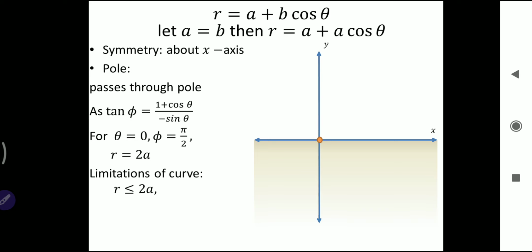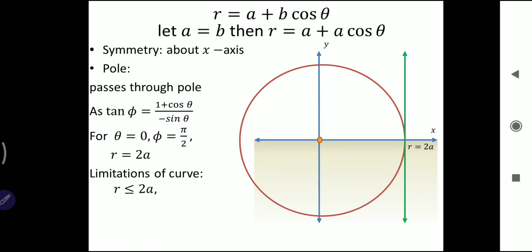Okay, so let us see what kind of thing you are going to have in this curve. As I told you, the curve is passing through the pole. Then the next thing is r equal to 2a is the maximum value of the radius. And when you put theta equal to 0, tan phi is equal to infinity. That means phi is equal to pi by 2. So here the angle between the radius vector and the tangent is pi by 2. That's why it is a perpendicular line.